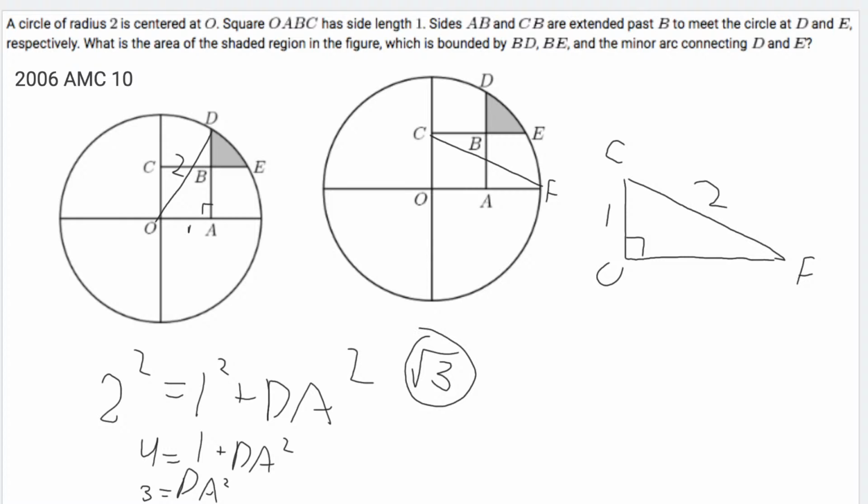And it's the same story here for triangle COF, because you know the hypotenuse is 2 and the other side length is 1. So OF is also the square root of 3. Now to find DOE, we know that is just an arc we have to find, and we need to know the angle measure of the arc.